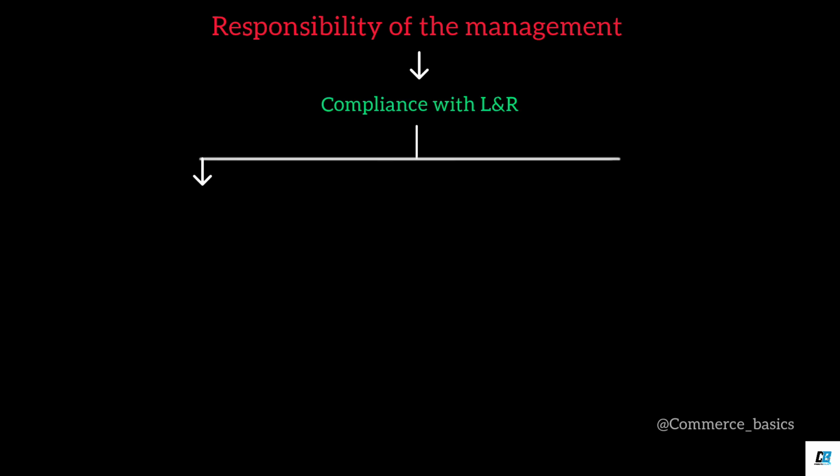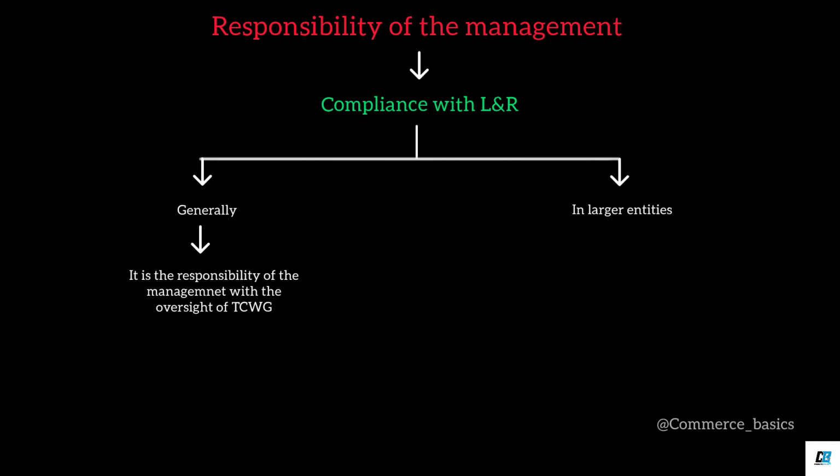Next, responsibility of the management. The first responsibility is compliance with the laws and regulations. So it is management's responsibility to comply with all the applicable laws and regulations. Generally it is the responsibility of management with the oversight of TCWG. So both management and TCWG combinedly will take the responsibility of this compliance.